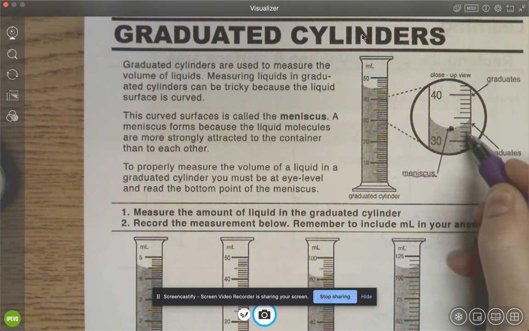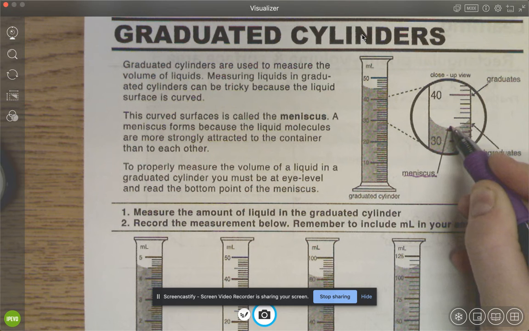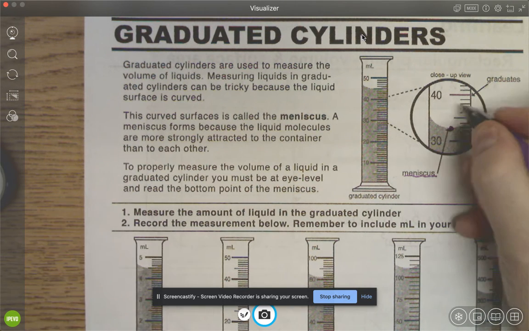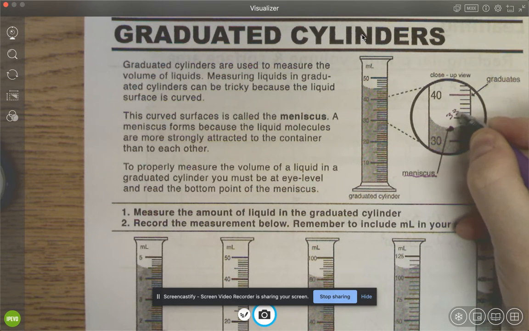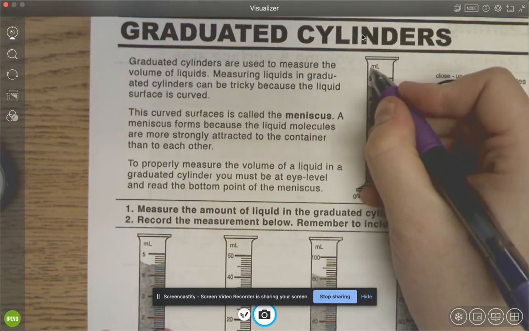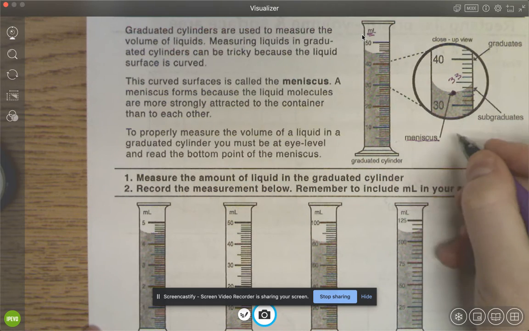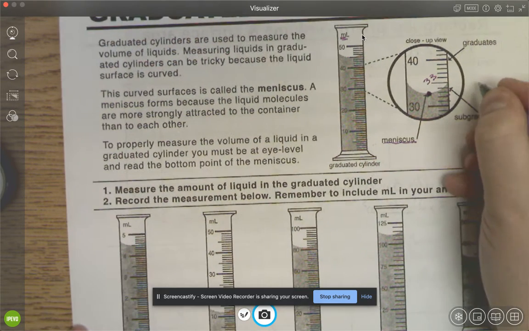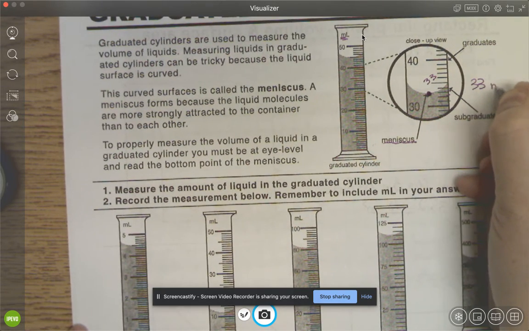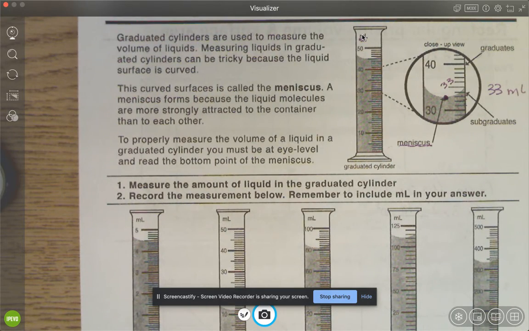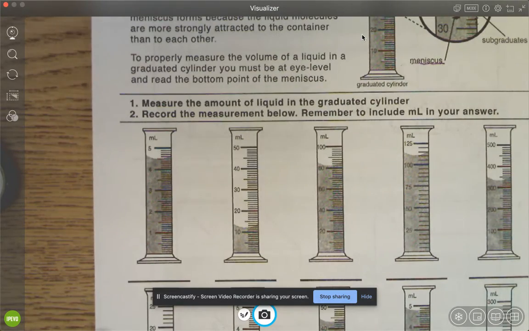So for this one, it'd be 30, 31, 32, 33, right? 33. And the units are in milliliters. So that is how you're going to do it. The measurement of this would be 33 milliliters. Excellent. Now, let's do the first one together.